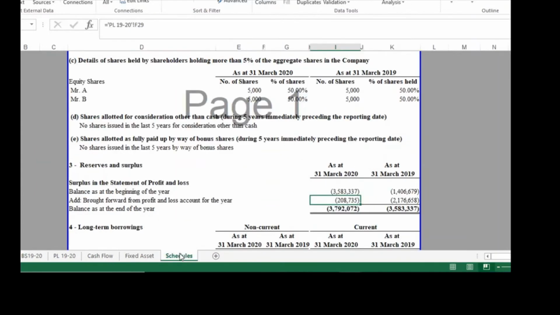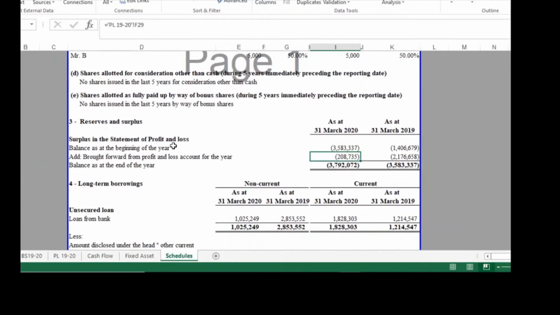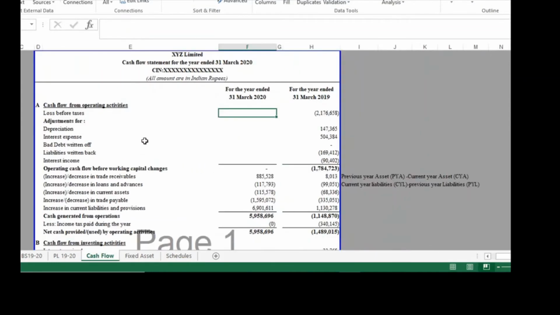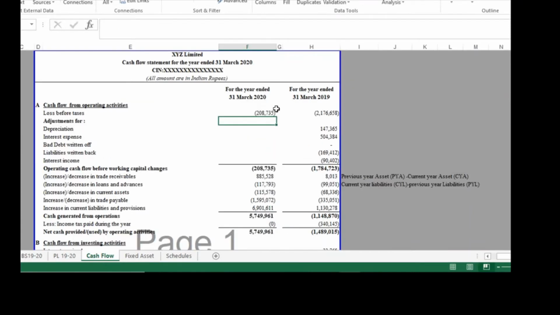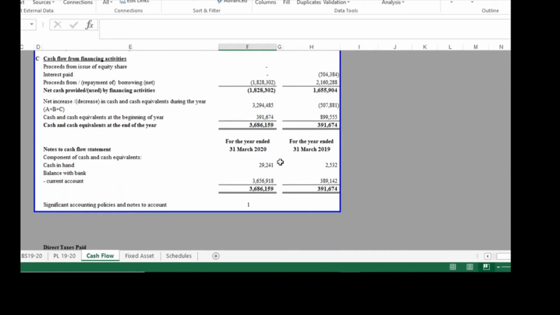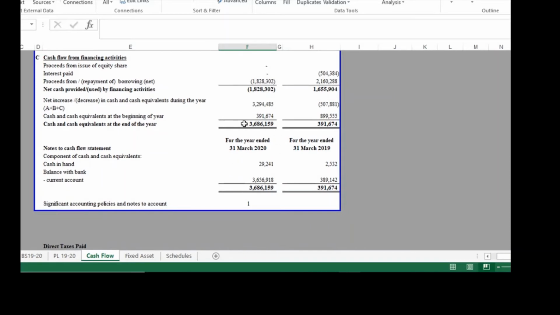So let's go to the schedule. In the schedule, you can see the difference is only because of the profit and loss during the year. So in the cash flow statement, we have loss before taxes just below cash flow from operating activities. So if we link the amount from the profit and loss account, which is loss before taxes, now you can see our cash balance has matched.